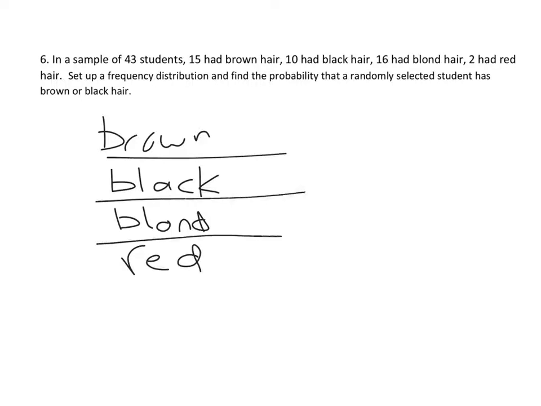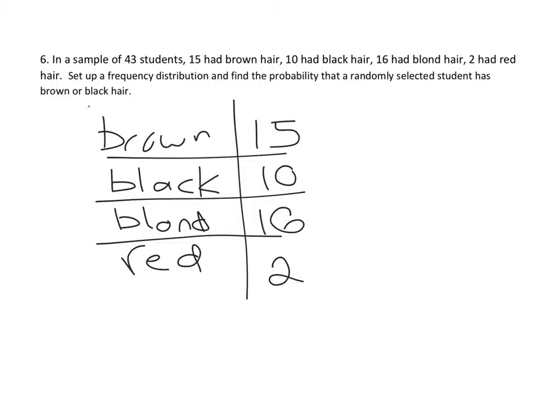Okay. How many had brown? 15. 10 had black, 16 had blonde, and 2 had red. That's all that the frequency distribution part is. It's taking my information that was given in paragraph form and writing it in table form. Okay, but now it's a frequency distribution.